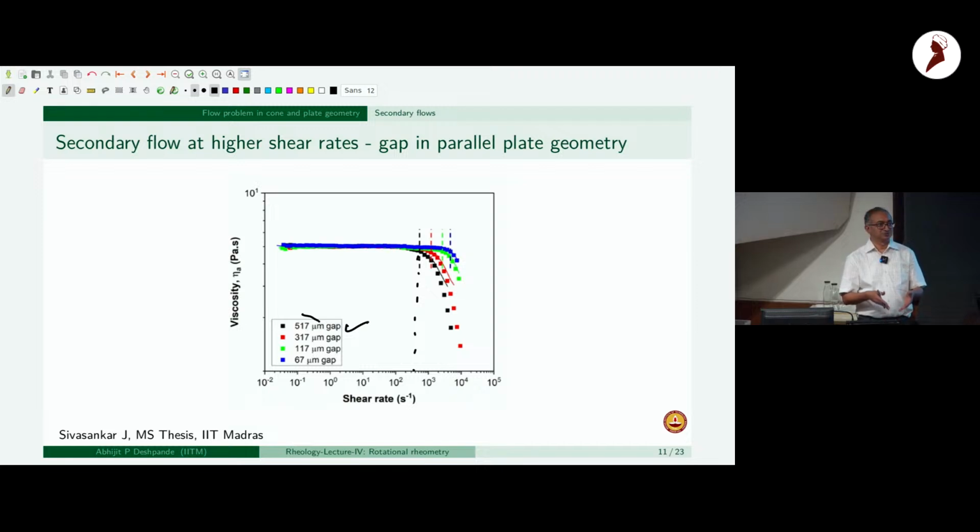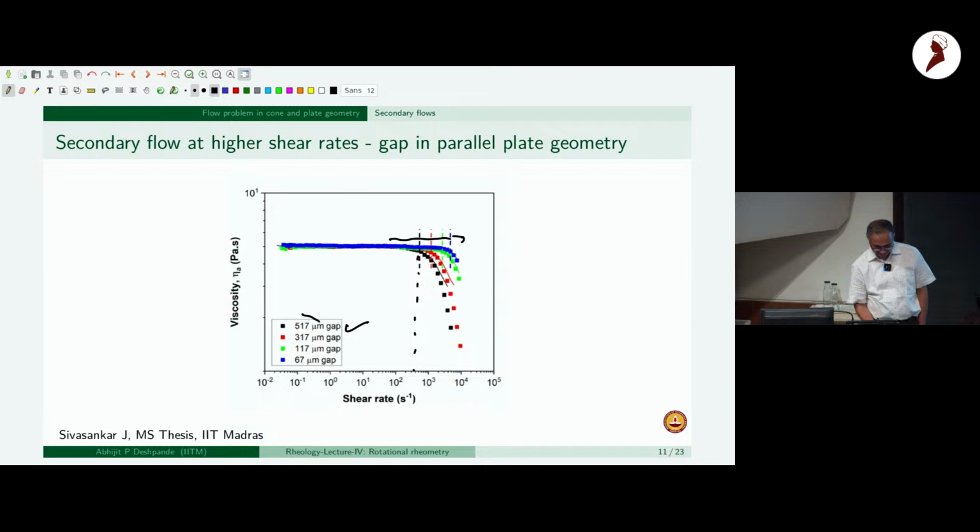Or is it due to this? So in parallel plate, what you could do is change the gap and then see. If it's a material response, then at two different gaps you should see an identical response. But once you look at this data, you know that as you go to smaller and smaller gap, the viscosity is constant for larger and larger shear rate.